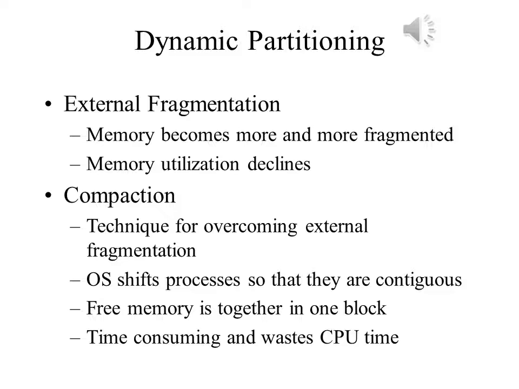One technique for overcoming external fragmentation is compaction. From time to time, the operating system shifts the processes so that they are contiguous and so that all of the free memory is together in one block. For example, in figure H of the previous slide, compaction will result in a block of free memory of length 16 megabytes. This may well be sufficient to load in an additional process. The difficulty with compaction is that it is a time-consuming procedure and wasteful of processor time.